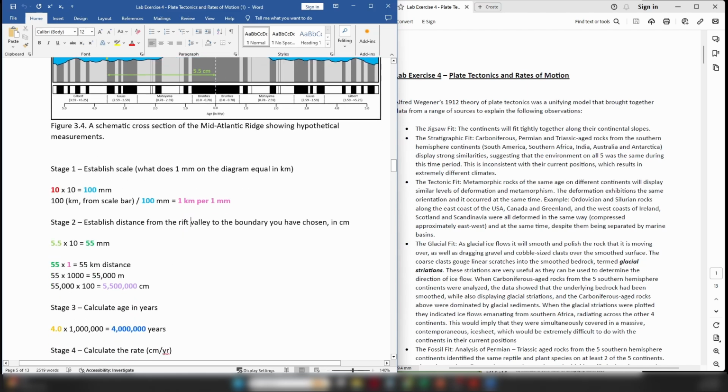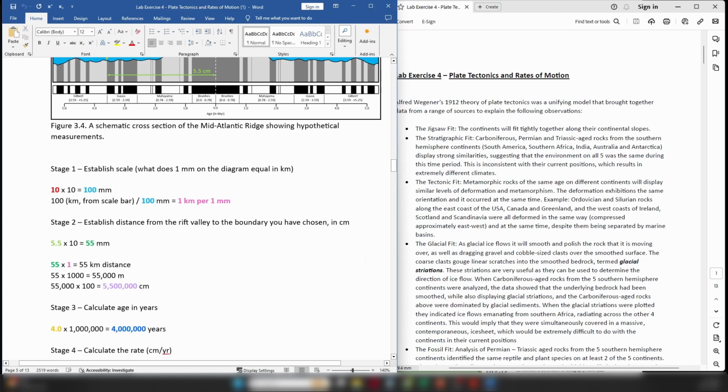5.5 centimeters. All right, so first thing I'm going to do is convert that 5.5 centimeters into millimeters. So I'm going to take 5.5, multiply by 10, which gives me 55 millimeters. Now, I know that for each millimeter on my diagram, it's equivalent to 1 kilometer. So I can therefore calculate that the distance from the ridge here to the point where I'm measuring is equivalent to 55 kilometers of distance.